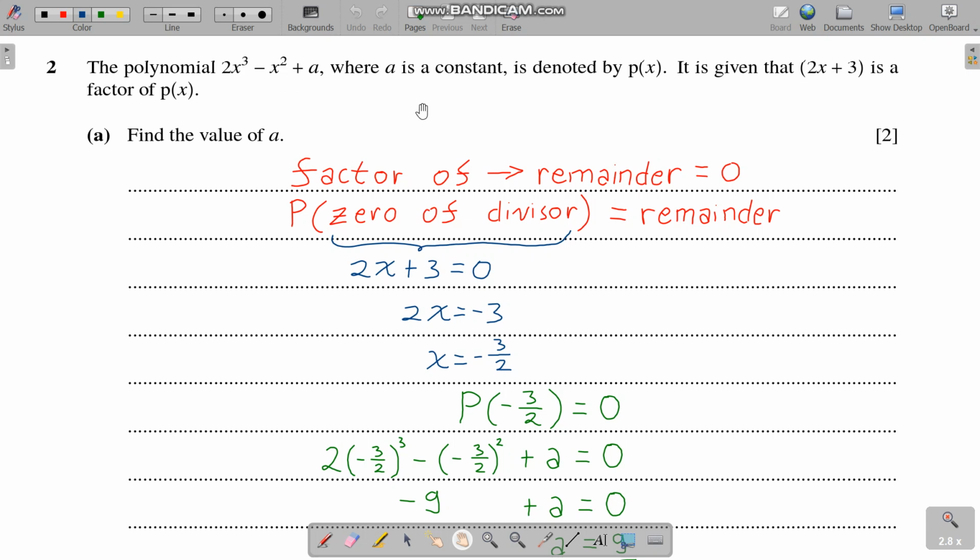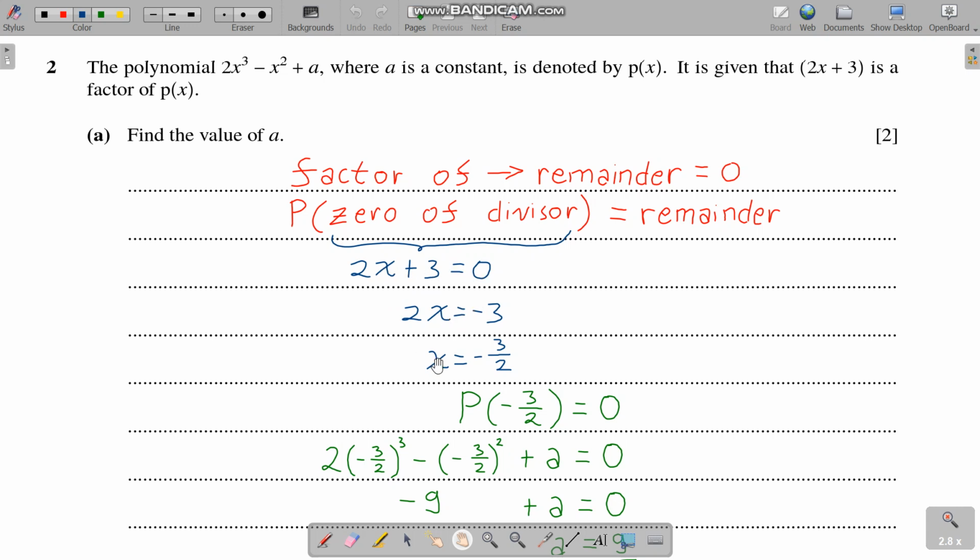Hello everyone, this question is about the remainder theorem. Given that 2x plus 3 is a factor, so factor of means the remainder is 0, and we have this rule: p of the 0 of the divisor equals remainder. 0 of the divisor means the value of x that makes the divisor 0. The divisor is 2x plus 3, so we solve 2x plus 3 equals 0.